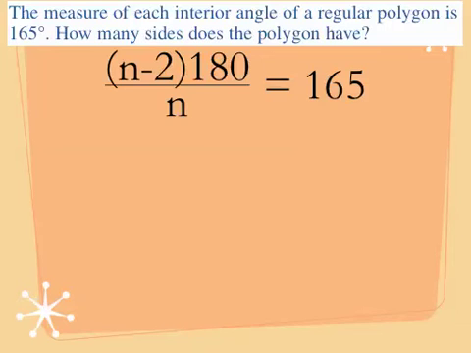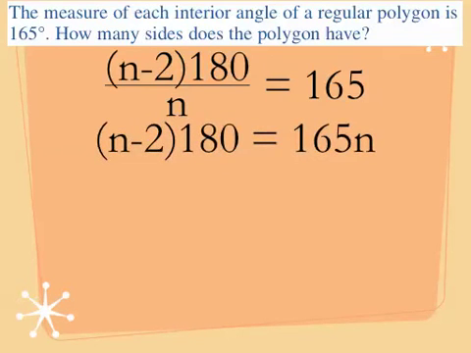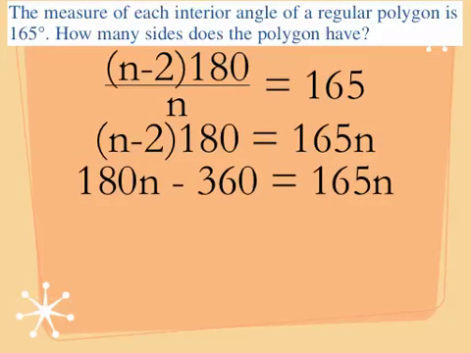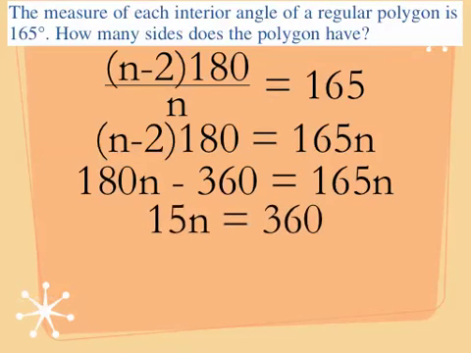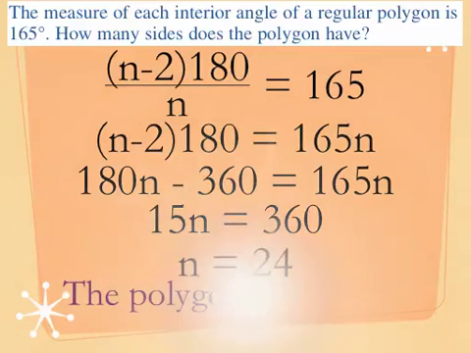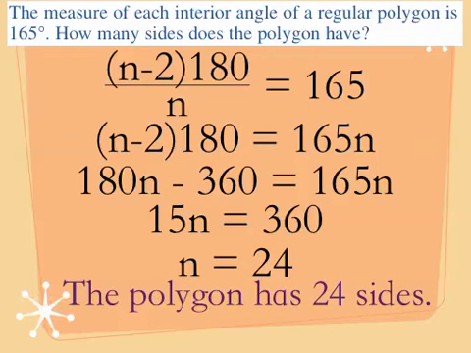I'm going to go ahead and multiply by n on both sides to get rid of the dividing by n. So (n minus 2) times 180 equals 165n. Go ahead and distribute your 180. You get 180n minus 360 equals 165n. Now I'm going to subtract 165n from both sides and add 360 so that I don't have to deal with negatives. You can go ahead and subtract 180n from both sides. You'll get the same answer in the end. 15n equals 360, and we get n equals 24. So, to answer my question, the polygon would have 24 sides.